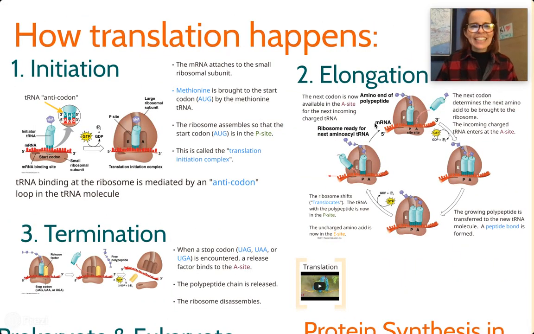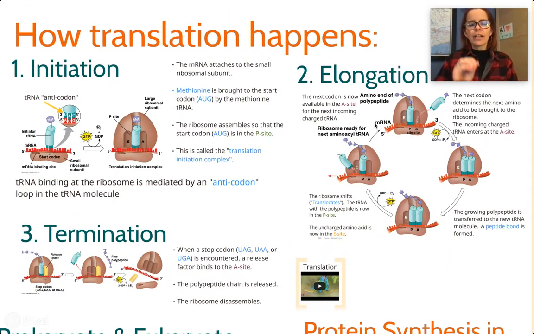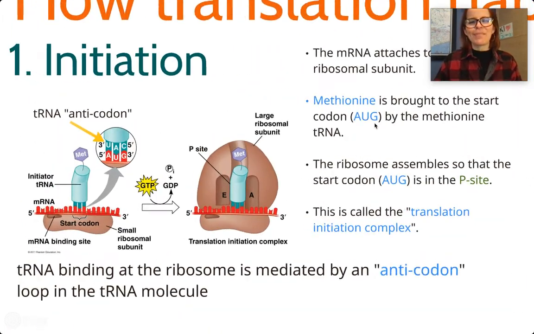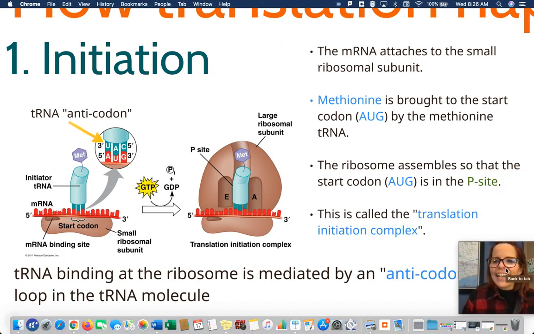All right, now we're going to go into the detail of exactly how the protein gets built. So initiation is the first part. Let me back up so you can see it. Initiation, elongation, and termination are the 3 steps. So with initiation, the mRNA attaches to the small ribosomal subunit. So here's the small subunit, and the mRNA is attached to it.